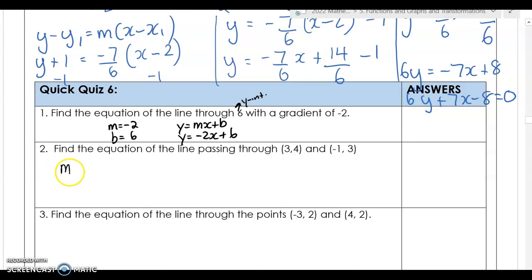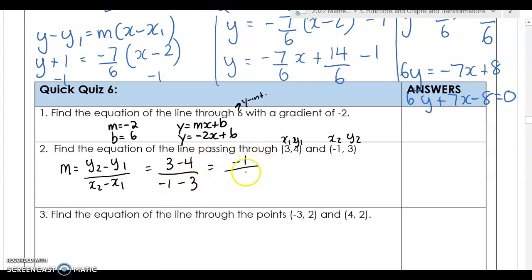So step 1, we need to find a gradient. We always need to find our gradient. We'll pop that into our gradient formula. I'm going to call that one x1, y1, x2, y2. 3 take away 4 over minus 1 take away 3. 3 take away 4 is minus 1. Minus 1 take away 3 is minus 4. 2 negatives make a positive. We end up with a quarter for our gradient.